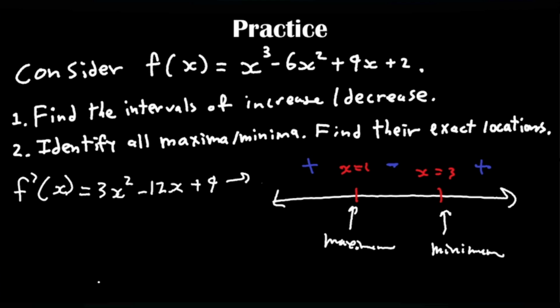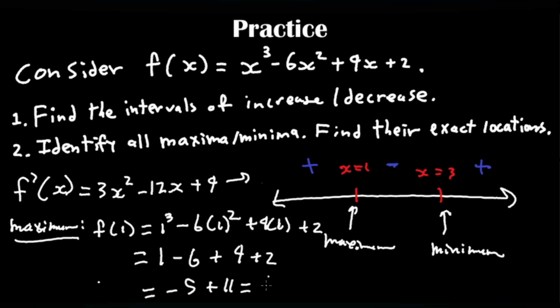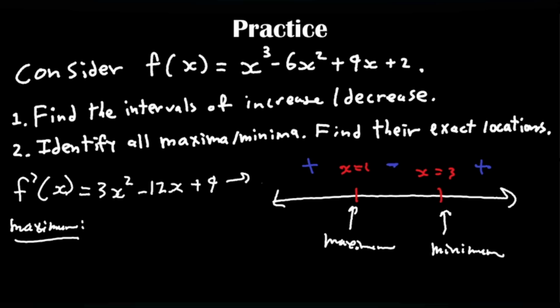So now it says to find their exact locations. So let's get a point. Our maximum occurs at x equals 1. Let's plug in 1 into f. So 1 cubed minus 6 times 1 squared plus 9 times 1 plus 2. So this is 1 minus 6 plus 9 plus 2. So that's negative 5 plus 11, which is 6. This means that we have a local maximum at the point (1, 6).